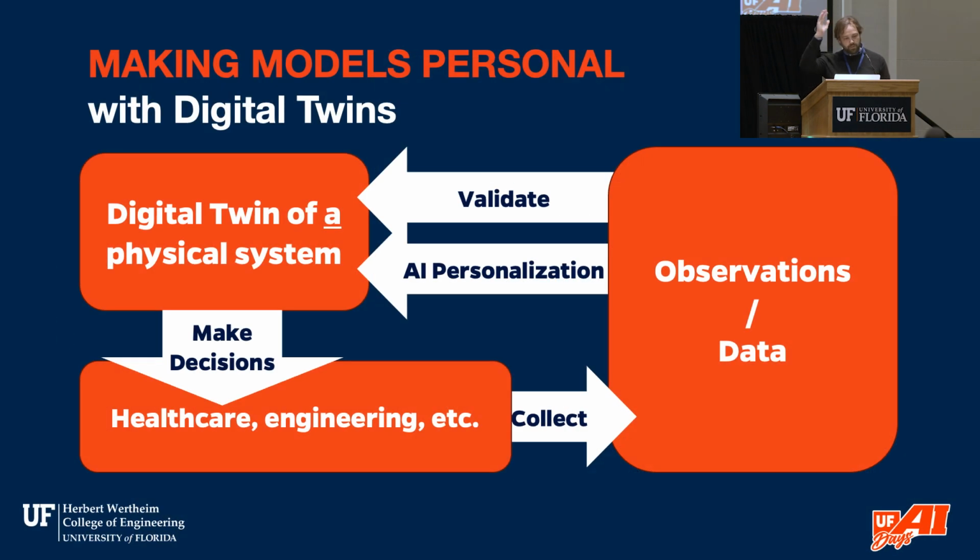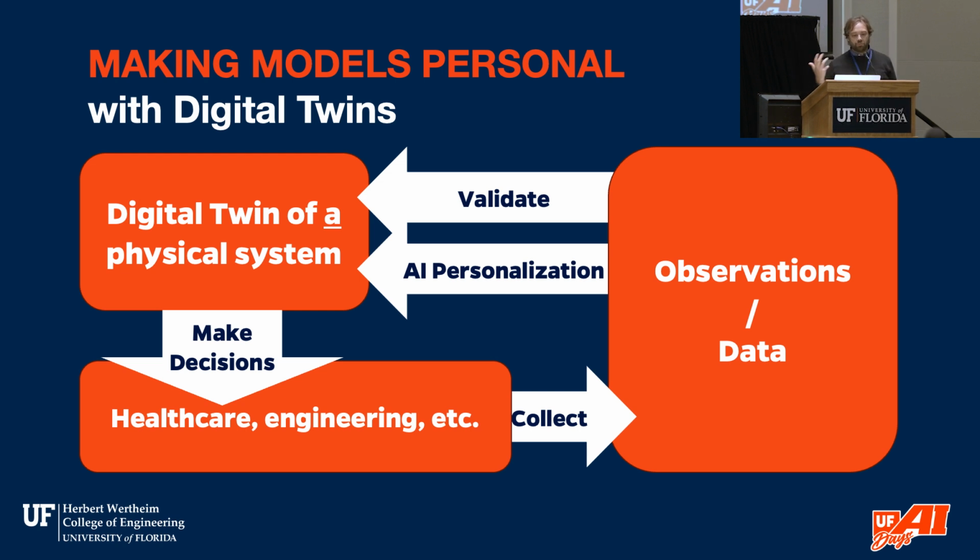So this is a general flowchart of a digital twin. I have a digital twin there of a physical system. In general, how we've done science for a long time, hundreds of years, that's just a model, right? And we use models usually to make decisions about healthcare, engineering, things that we're going to do. And then, ignoring the collect and the AI personalization, we usually collect data and we use that to validate our model. We say, the data agrees with our model, so it is correct, at least to some degree.